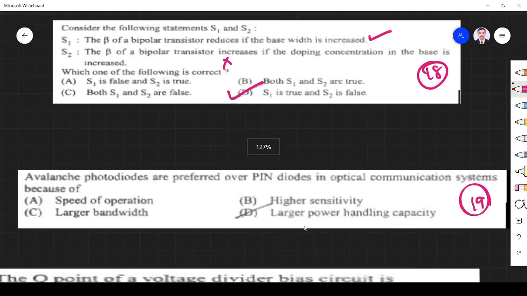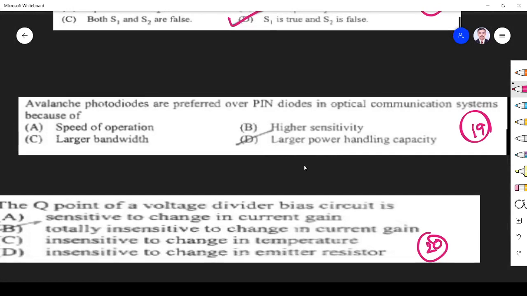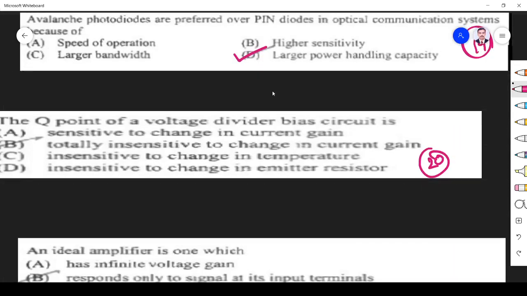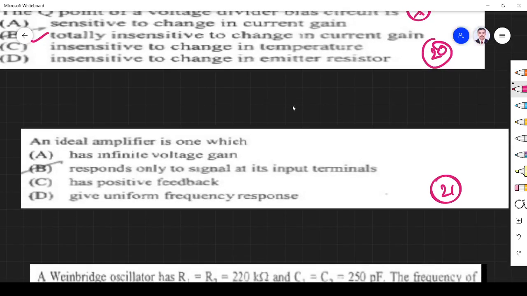Next, mostly direct questions. Avalanche photodiodes are preferred over pin photodiodes in communication systems because avalanche photodiodes can handle high power. So option D is the right answer. Okay, the Q point of a voltage divider bias: the main point about voltage divider bias is the Q point is insensitive to change in current gain. That is an important question. So this question may be asked in TRB also, right? Q point is insensitive to change in current gain.